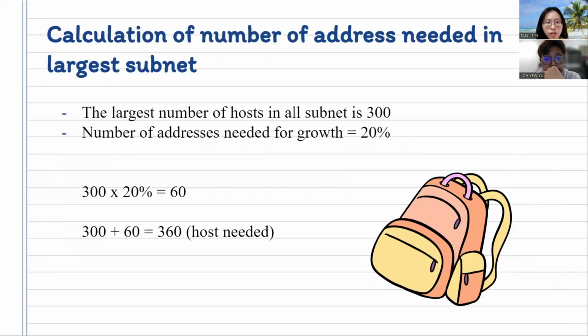Next, I'm going to present our calculation of the number of addresses needed in the largest subnet. We can conclude that the largest number of hosts in our subnet is 300, and the number of addresses needed for growth is 20% of our requirement. So we take the largest number times 20% and we get 60. Then we take our largest number of hosts in our subnet, which is 300, plus 60, and we get 360, which is the number of hosts needed.